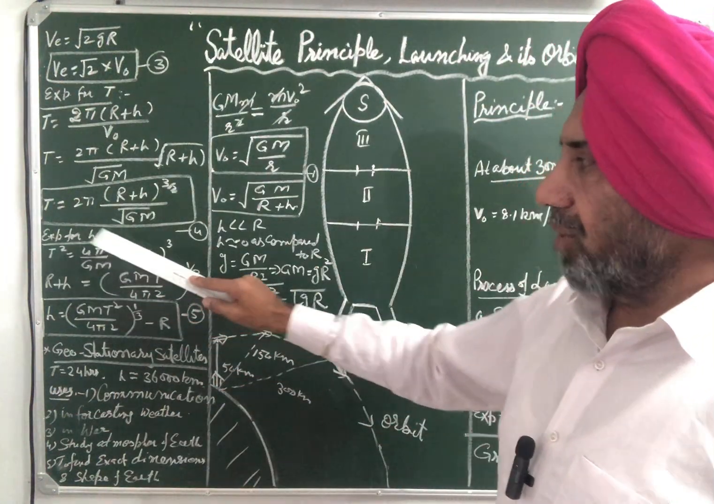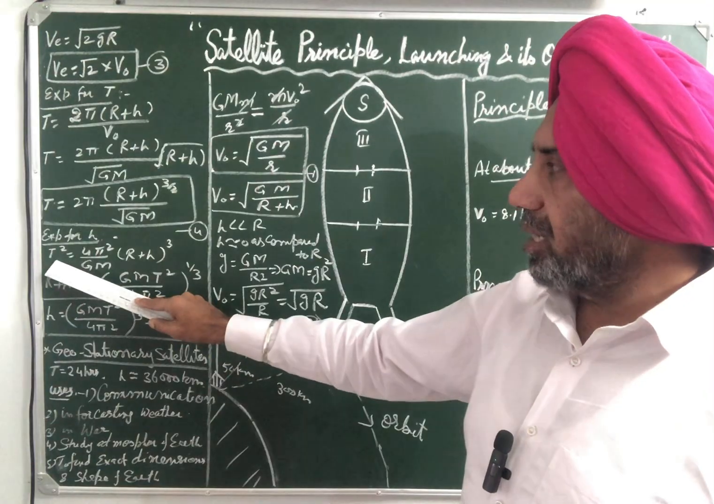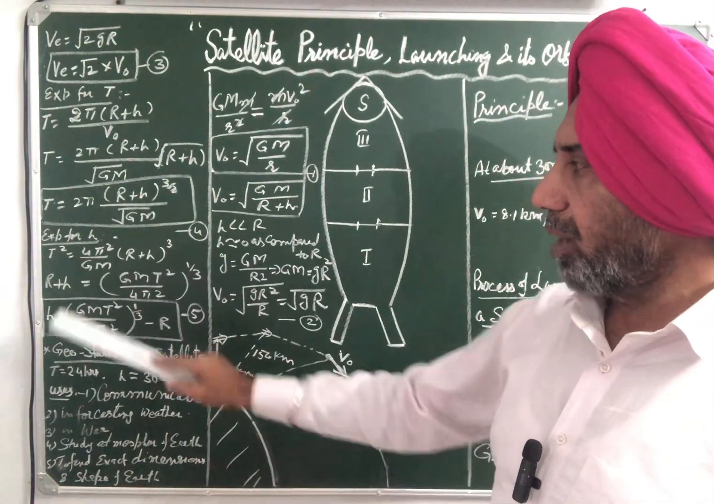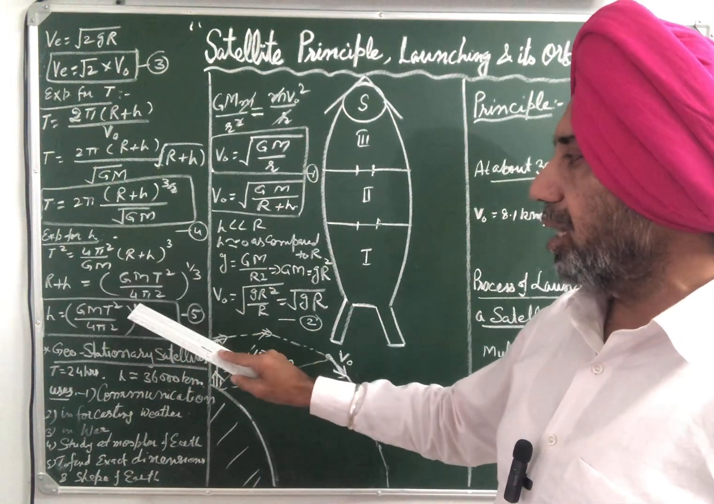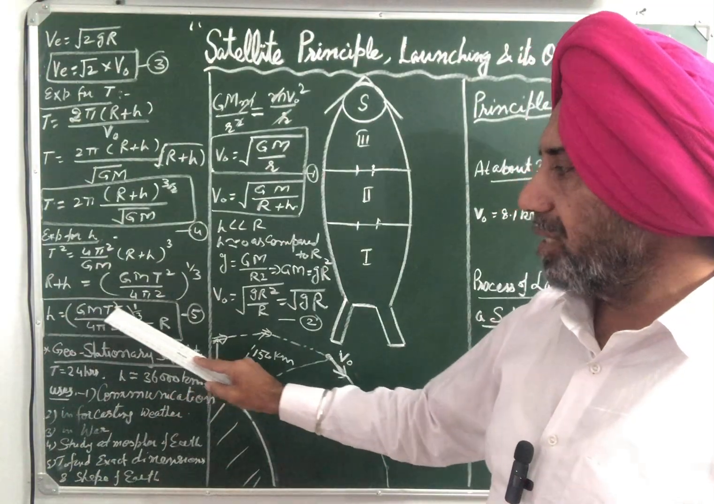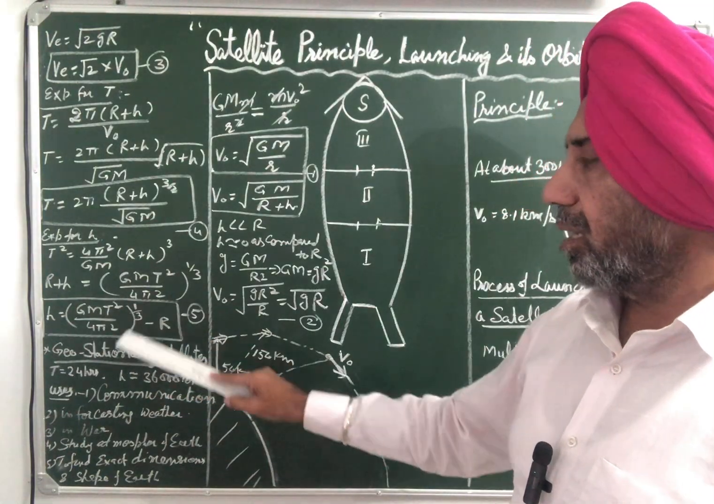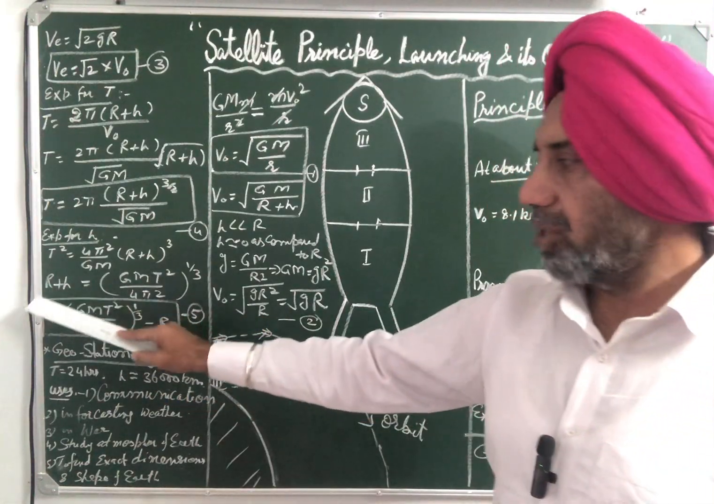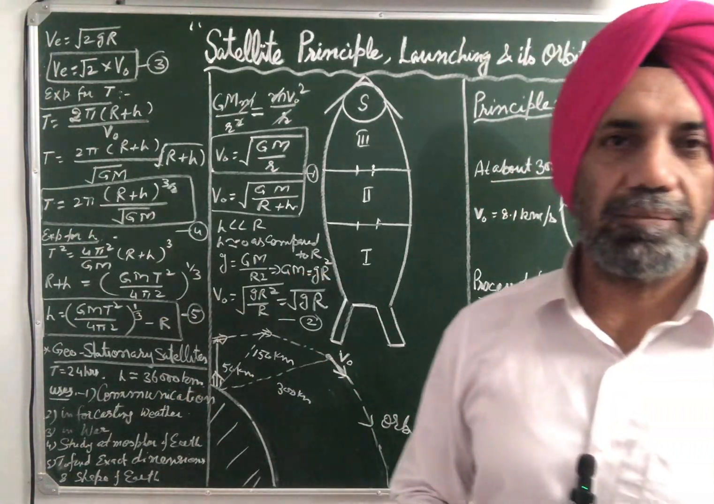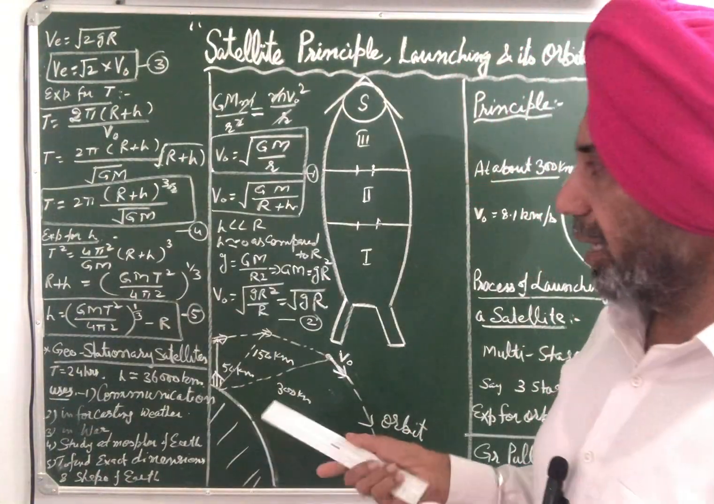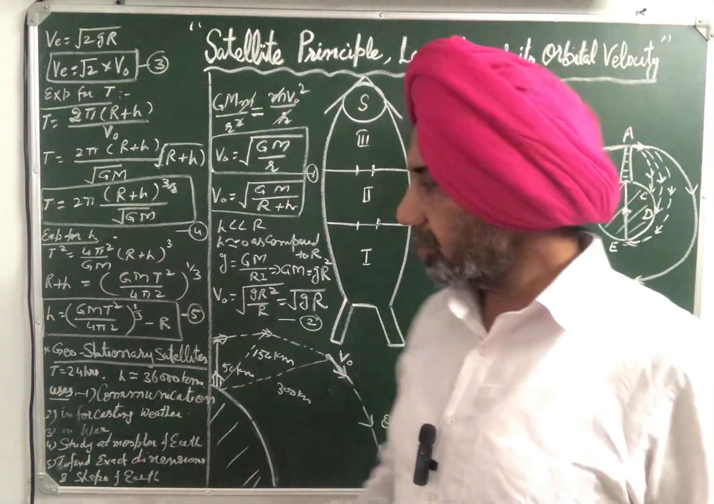Similarly, we can find the expression for the height of a satellite. From this T, squaring both sides, T square is equal to 4π square upon GM times (R plus h) whole cube, or R plus h is equal to (GMT square upon 4π square) power 1 by 3, or h is equal to (GMT square upon 4π square) power 1 by 3 minus R. So this gives the expression for the height of a satellite. So height of satellite, time period of satellite or velocity, we can calculate all these things.